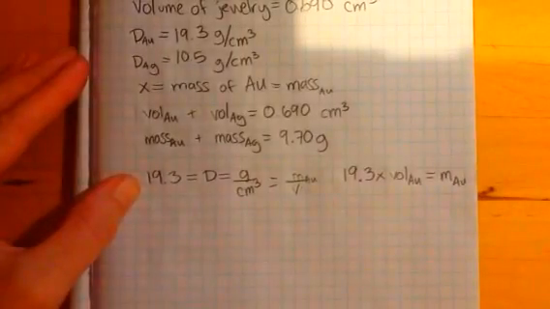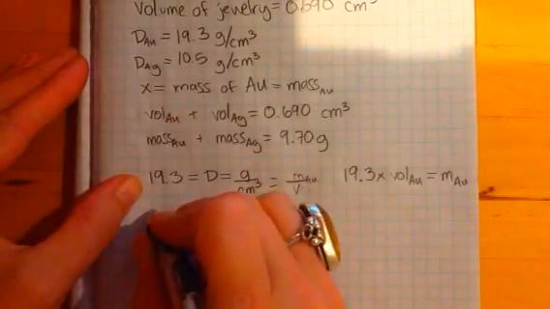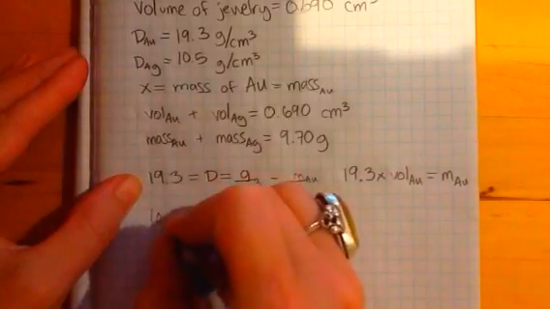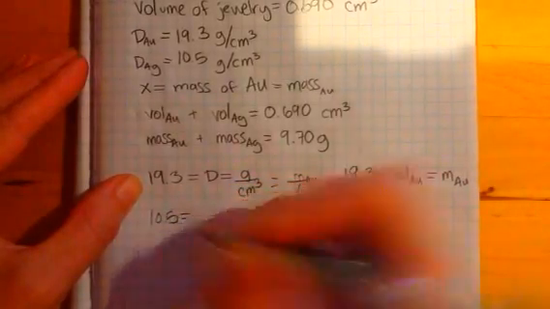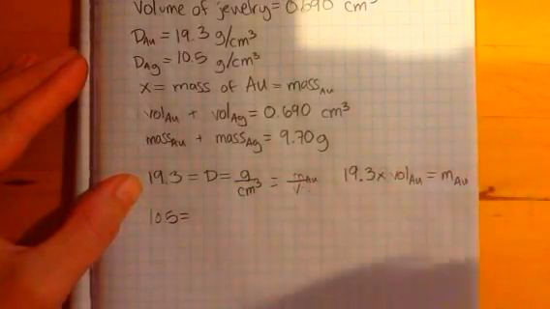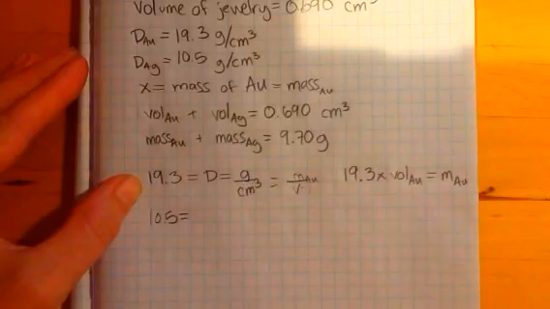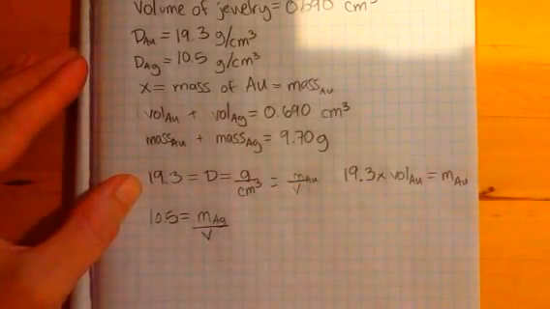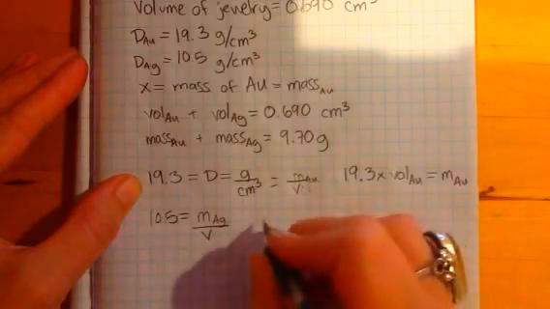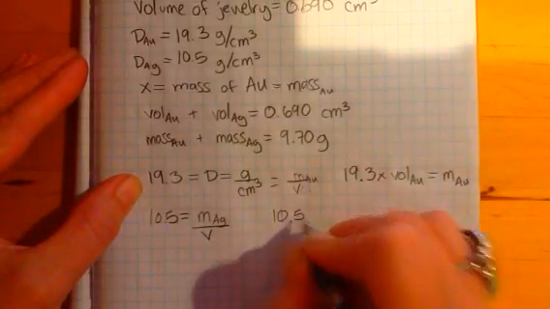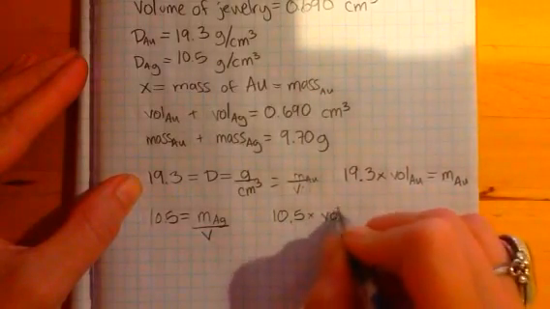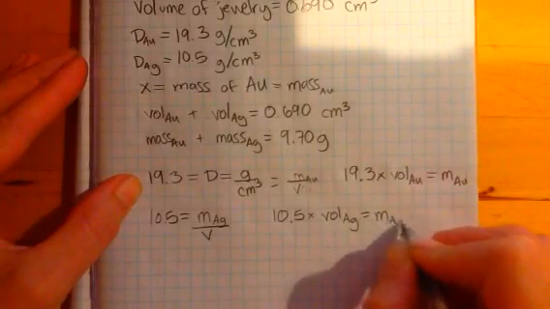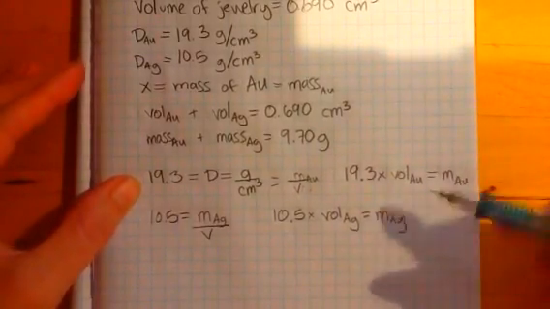So then I'm going to do the same thing for the density of silver. We've got 10.5, which is the density of silver, equal to the grams per cubic centimeter, equal to the mass of silver divided by the volume of silver. So then again, rearranging the equation, we end up with 10.5 times the volume of silver is equal to the mass of silver. So this is where I got stuck in class the other day.